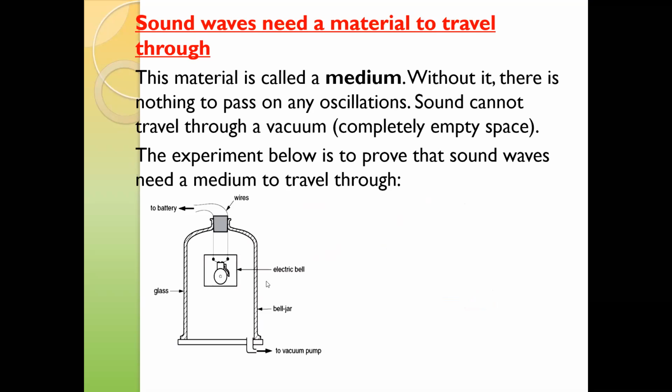So you can see here the same experiment. A bell is there inside a bell jar and connected to a vacuum pump. As we remove the air out, the sound intensity will decrease, and eventually there is no sound at all, which shows that sound cannot travel through vacuum.